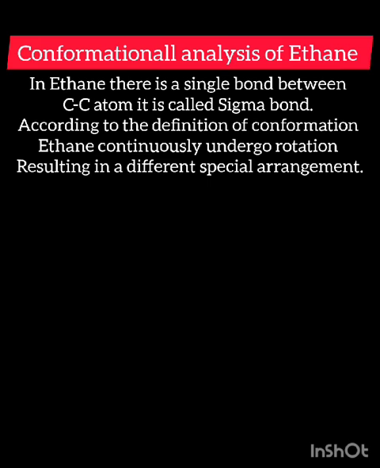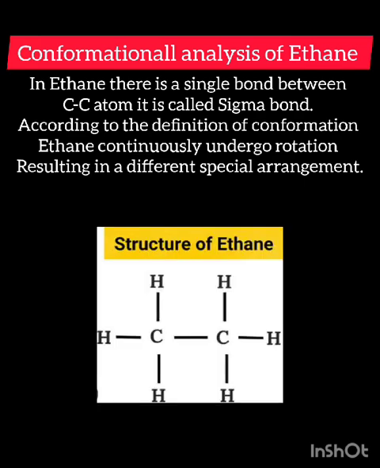Let us see the conformational analysis in ethane. In ethane, there is a single bond between the carbon-carbon atoms. It is called a sigma bond. According to the definition of conformation, ethane continuously undergoes rotation, resulting in different spatial arrangements. Ethane has 2 carbon atoms and 6 hydrogen atoms, and this is the structure of ethane.